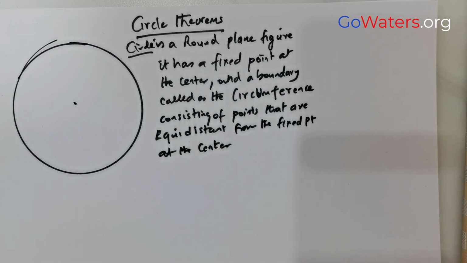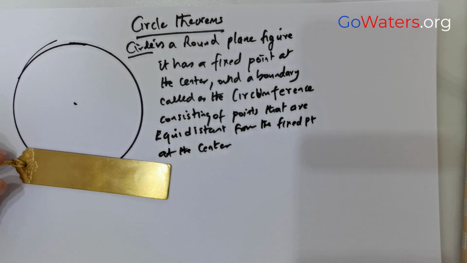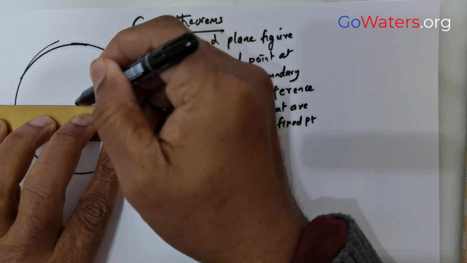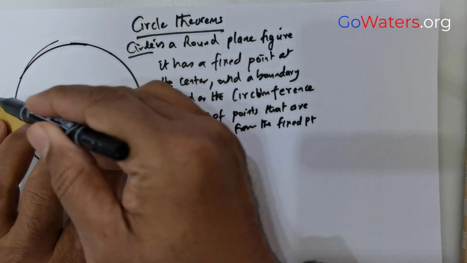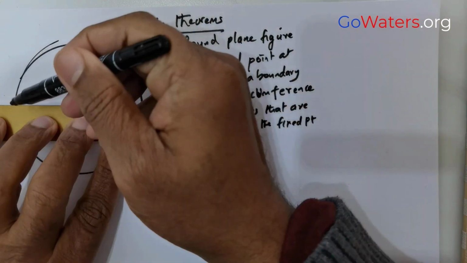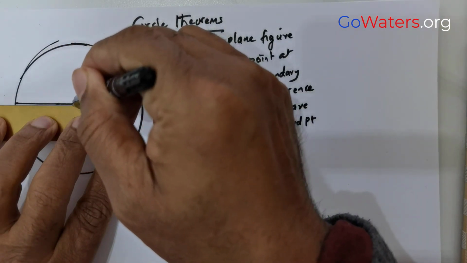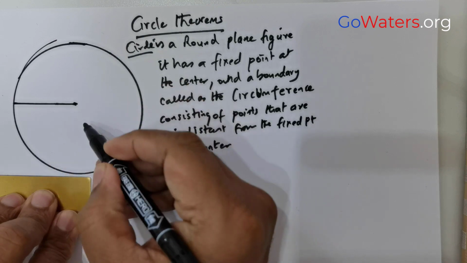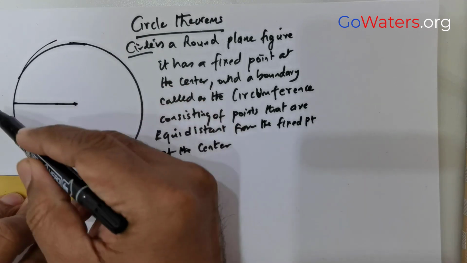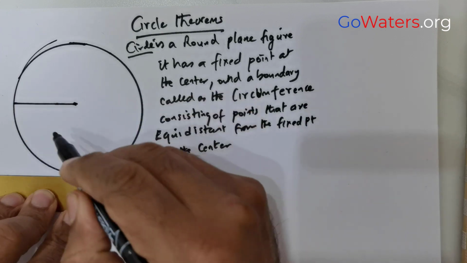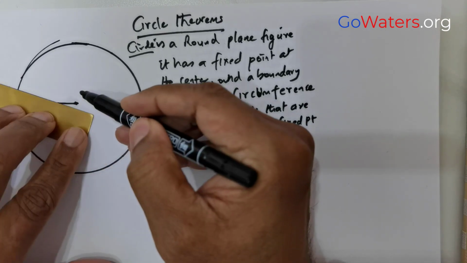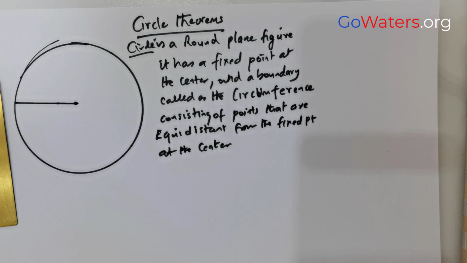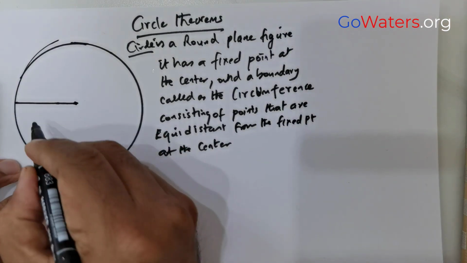Having given you this definition, let's move on to understanding other terminologies. The next important point you need to know is the line that connects the fixed point to any point on the boundary, and that is called a radius. So what is a radius? A radius is nothing but a straight line that connects the fixed point to any point on the boundary or on the circumference. You can have a radius like this, like this, like this. There is no limit for the number of radii you can draw.